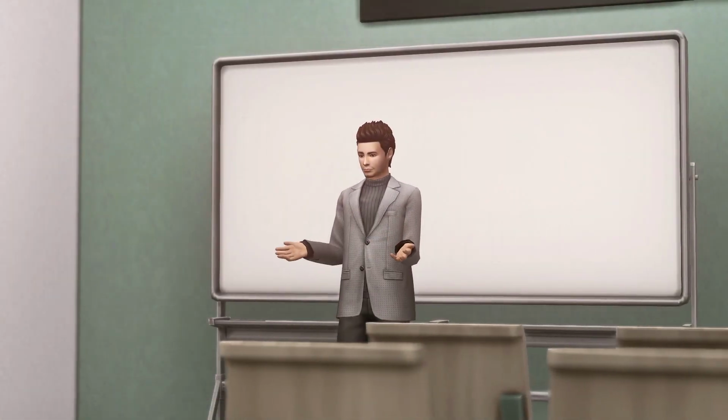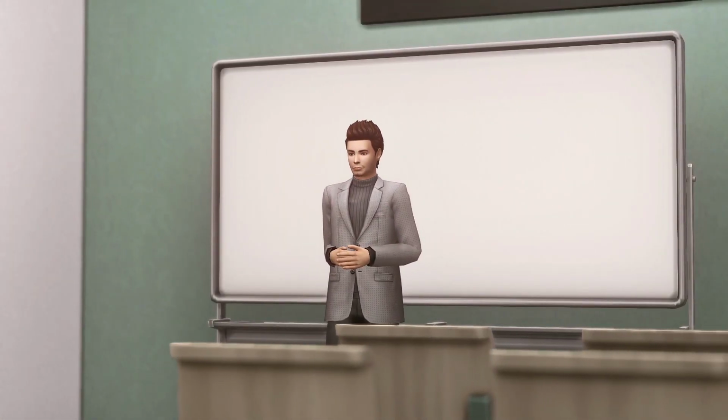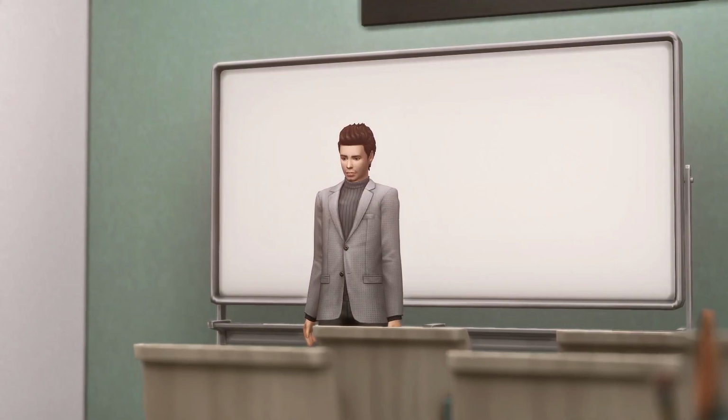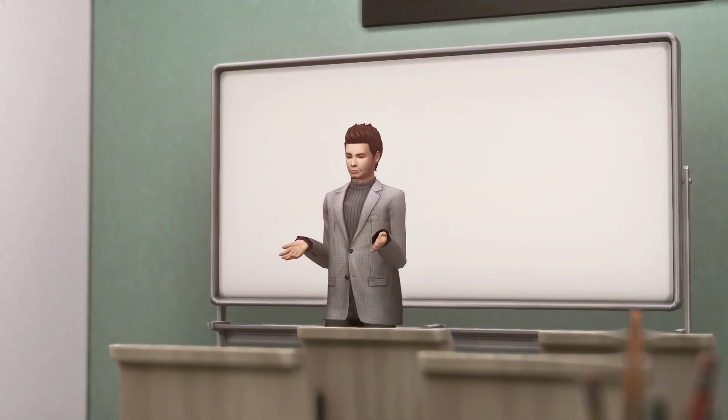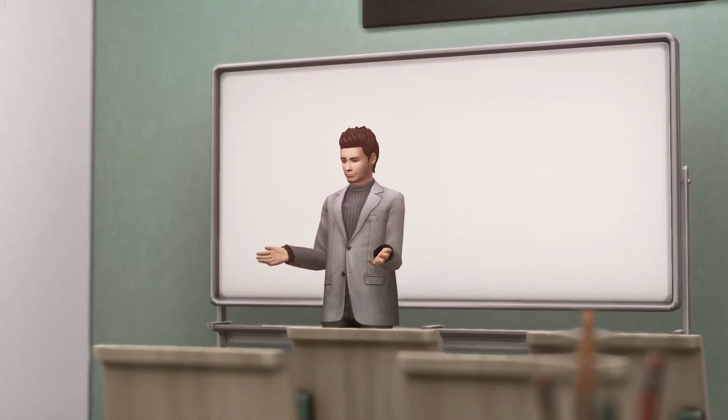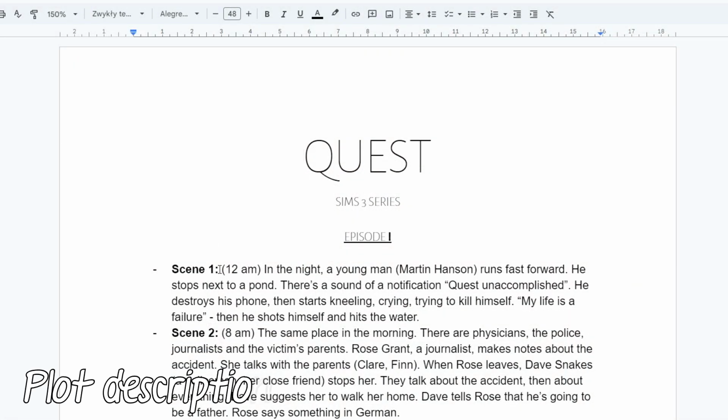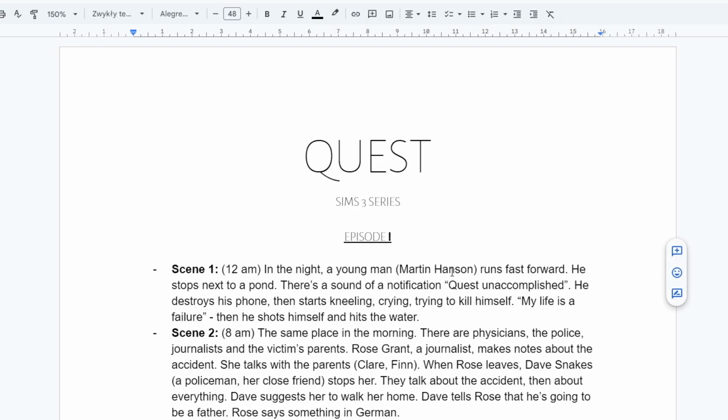First of all, I want to talk about what the beginning of making a machinima looks like for me. Basically, every project starts with a plot description that looks like this. Here, I write everything I want to see in a scene, at what time the scene takes place, who appears in it, and what actually happens.